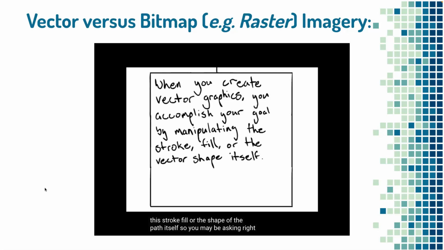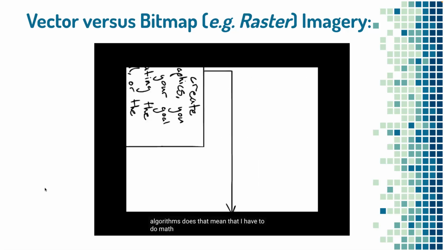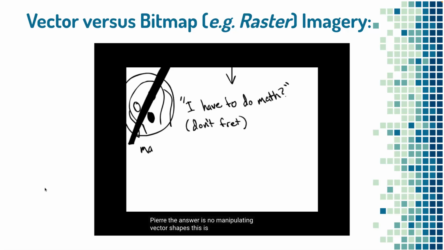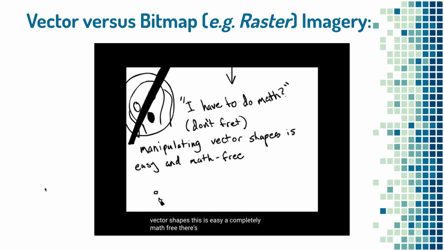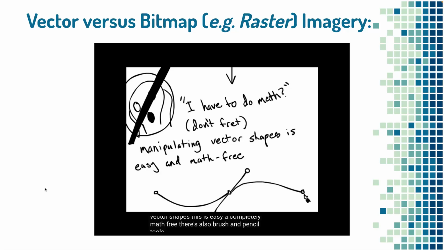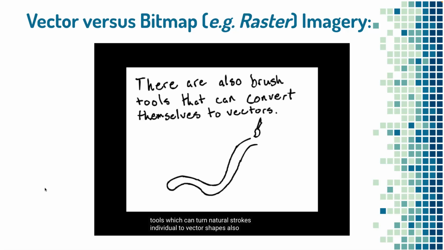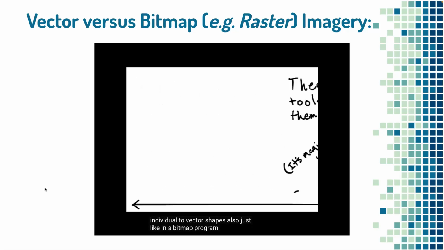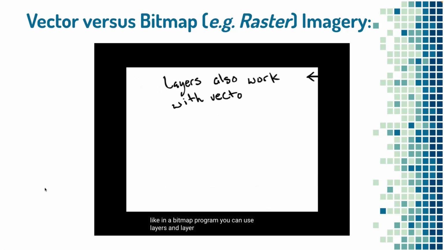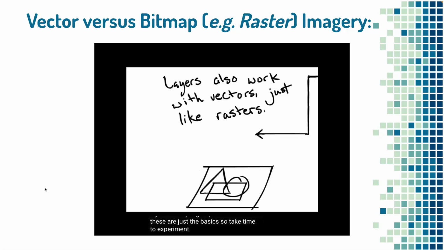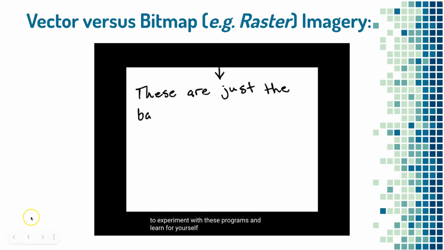So you may be asking right about now, if vectors are based on algorithms, does that mean that I have to do math to use them? Well, thanks to Pierre, the answer is no. Manipulating vector shapes is easy and completely math-free. There are also brush and pencil tools which can turn natural strokes into vector shapes. Also, just like in a bitmap program, you can use layers and layer groups with vectors. But these are just the basics, so take time to experiment with these programs and learn for yourself.